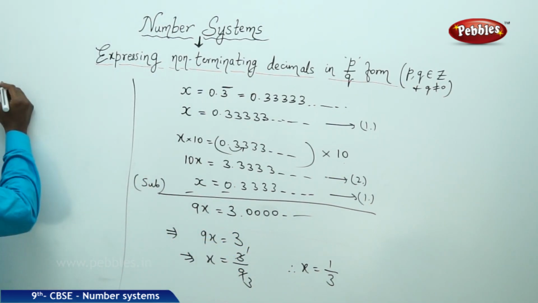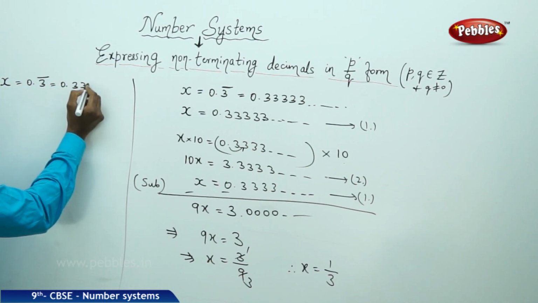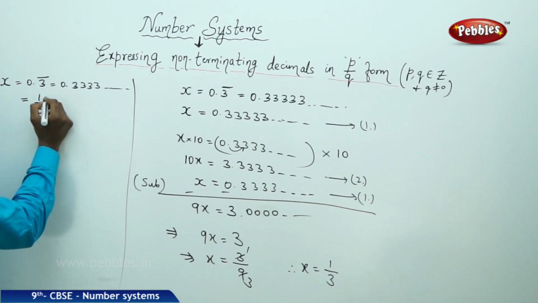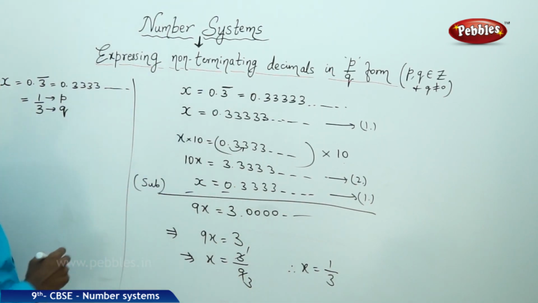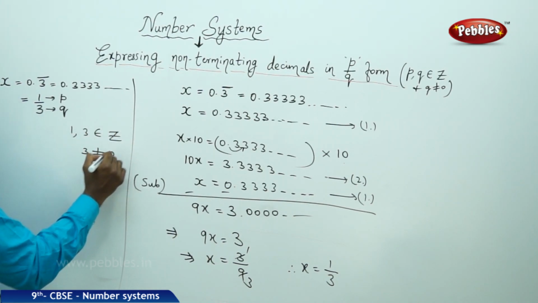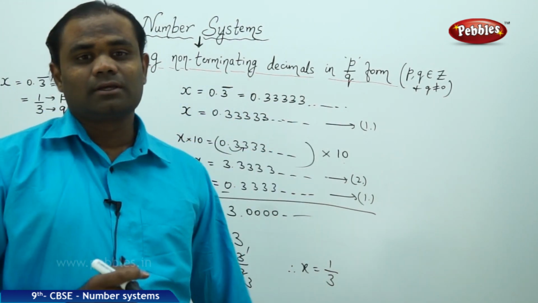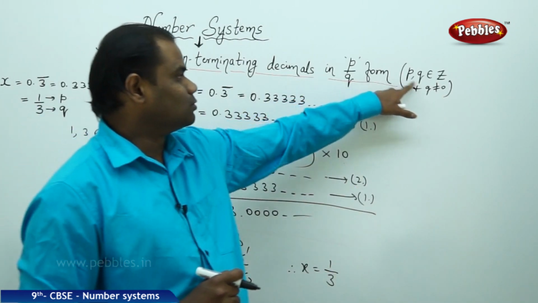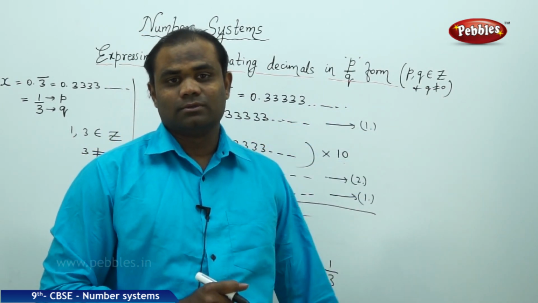So I finally understand that x, which was 0.3 bar or 0.333 and so on until infinity, can be expressed in the form p by q, with p being 1 and q being 3, and both p and q belong to Z and q not equal to 0. Therefore, it is possible that every non-terminating decimal can be expressed in the p by q form, the rational form, with two tests: test 1, p and q belonging to Z; test 2, q not equal to 0.